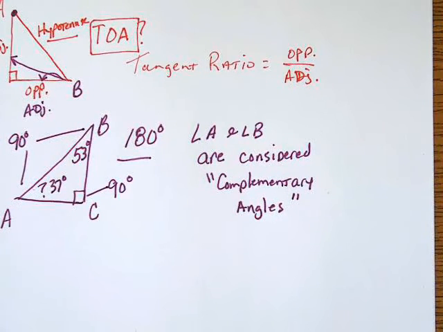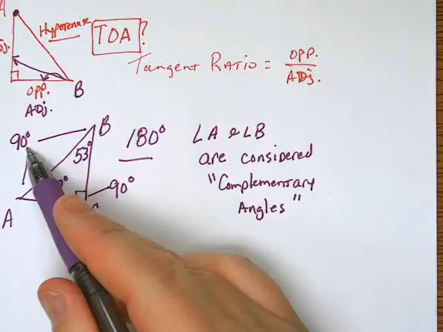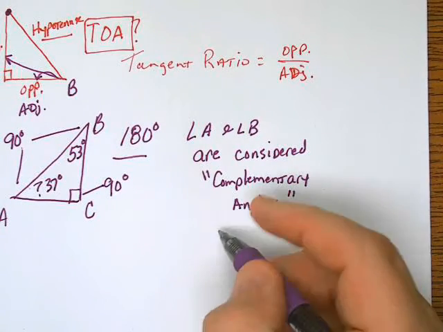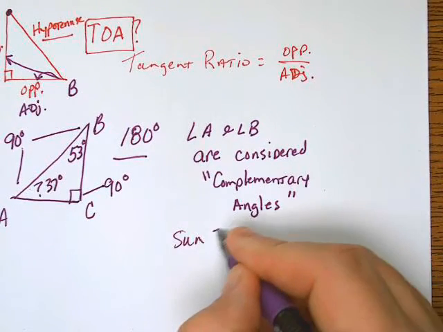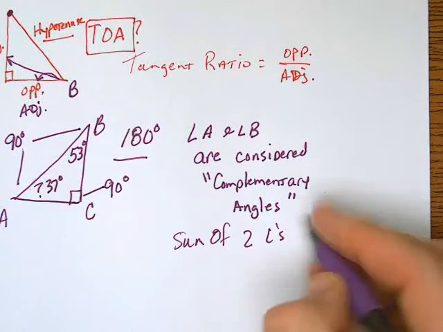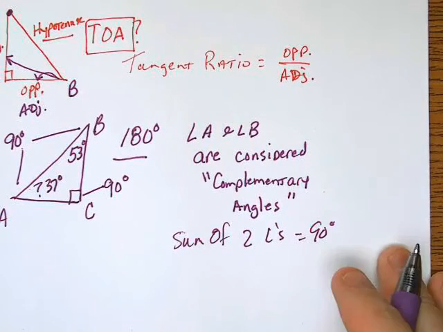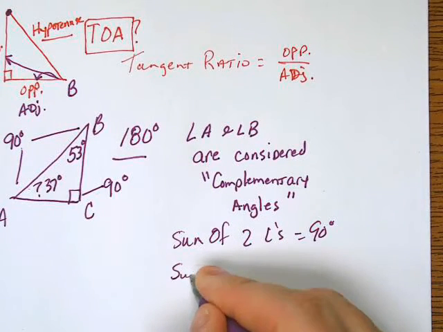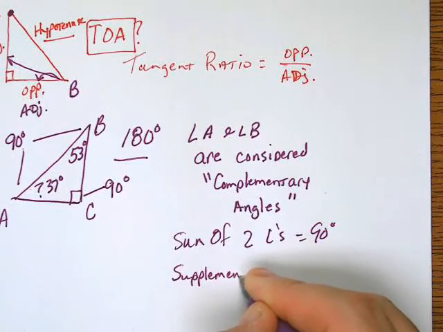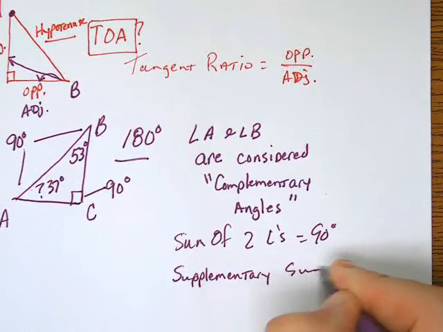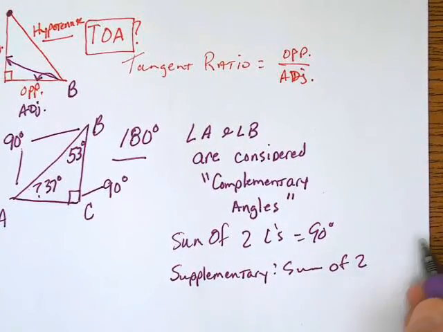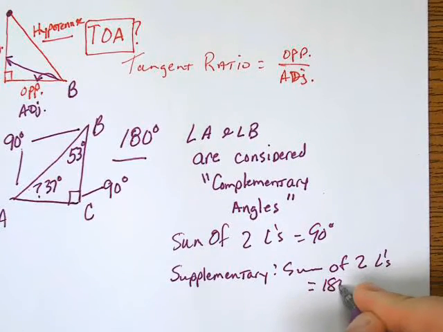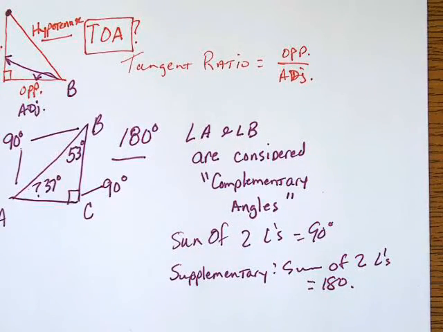All right. So complementary angles, the sum of two angles equals 90 degrees. That's what that means, complementary. Sum of two angles equals 90 degrees. What's it called when the sum of two angles equals 180? Anybody? Supplementary. Sum of two angles is 180. Complementary and supplementary.